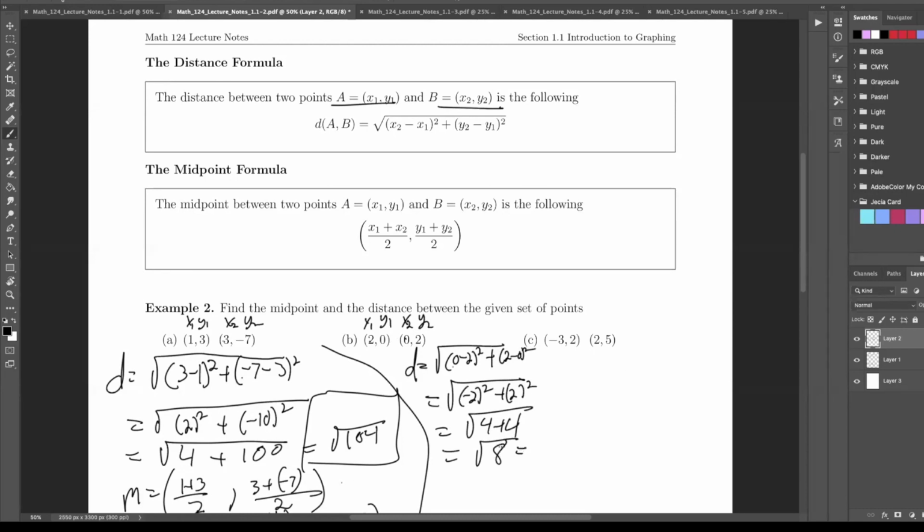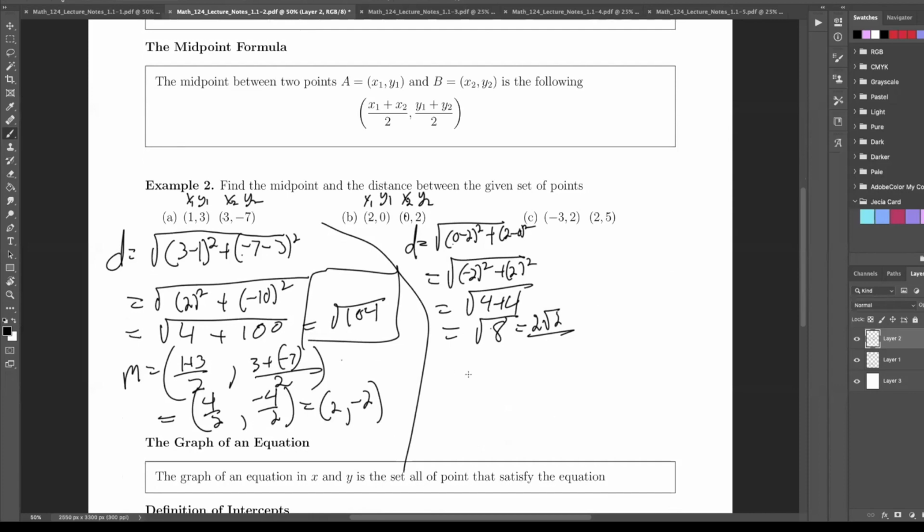You might know the trick: I can pull out, this is 2 times 4, and the 4 can come out as a 2, giving 2 square root 2. I wouldn't worry about this right now; it's just something you can do if you know how. Then the midpoint here is equal to 2 plus 0 divided by 2, comma, 0 plus 2 divided by 2. So this is 2 over 2, 2 over 2, and the midpoint here is 1, comma, 1.